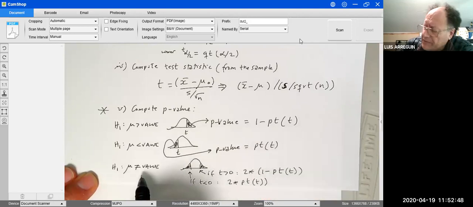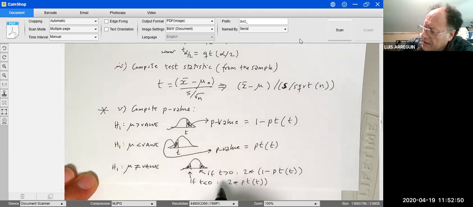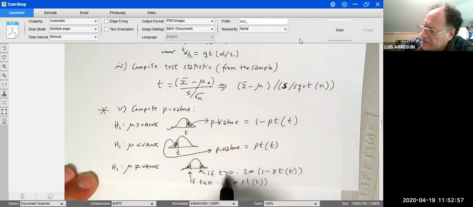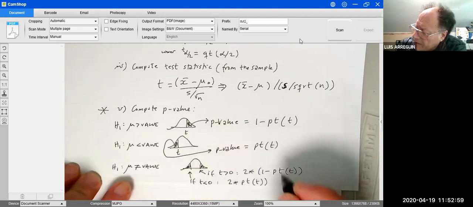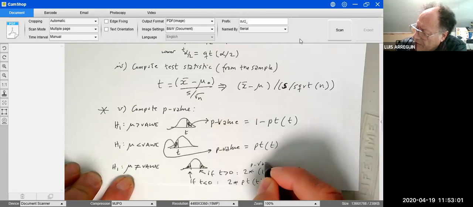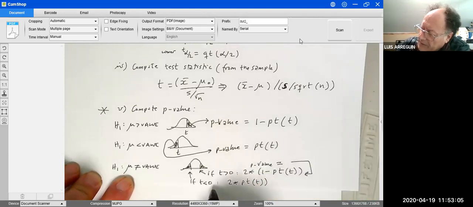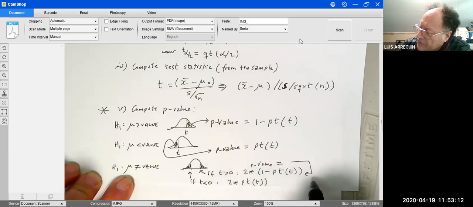And finally, if you have the two-tailed test, you have two possible cases. If the t that you computed from the previous step is greater than 0, then your p-value is going to be obtained with this. If your t is less than 0, if your t is negative, then you're going to use 2 times pt of t.